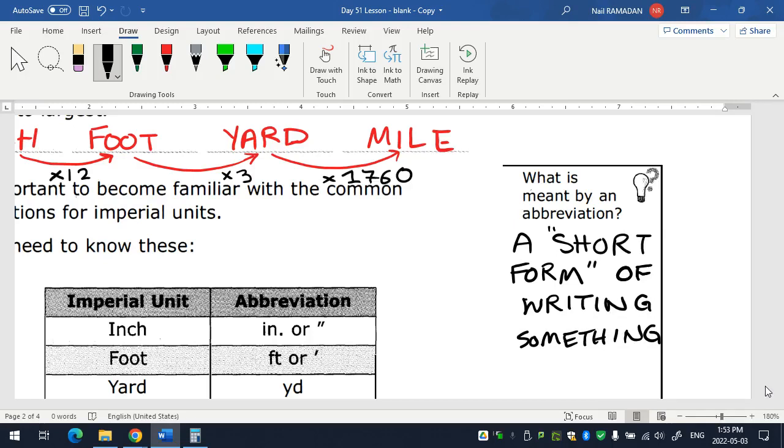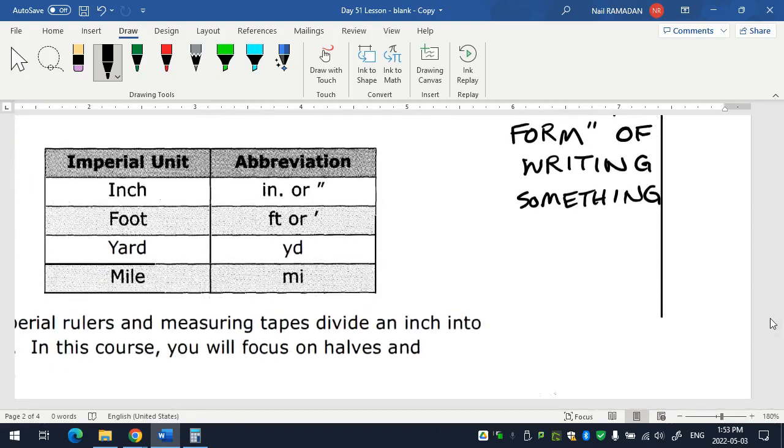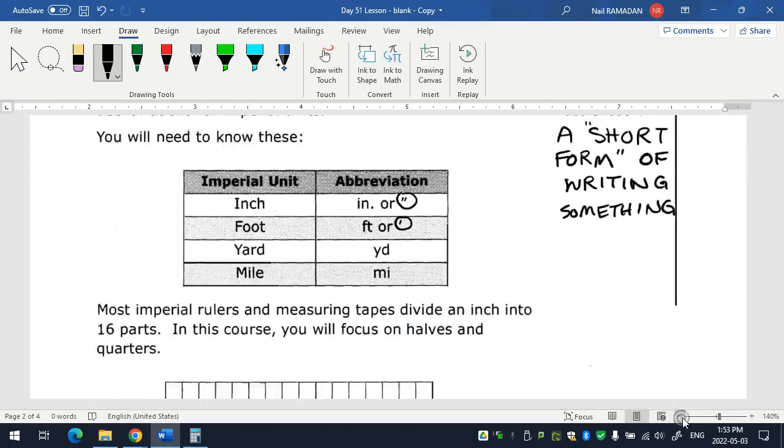Okay. So we need to get used to these. Those are the same ones we used. Inches is IN or the double dash. Foot is FT or the single dash. Yard is just yards, no dashes. Miles is MI, no dashes. All right, nice.